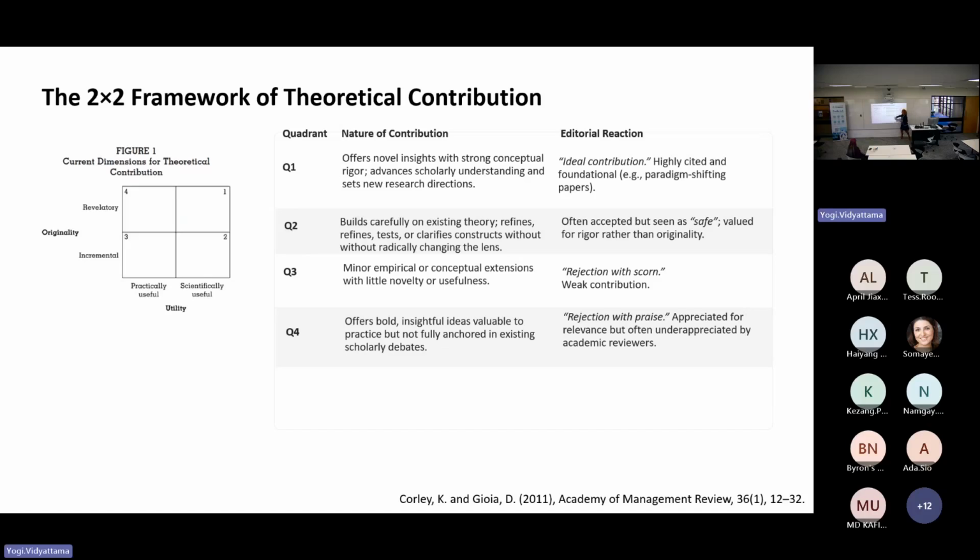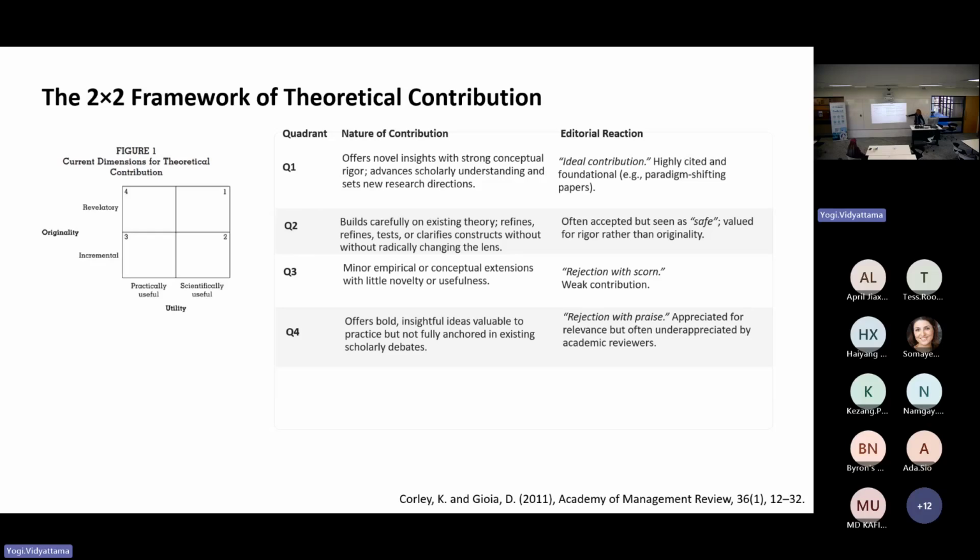And then finally, in the Q4, you have practicality is useful, and the originality is revelatory. They call it rejection with praise. It's a great paper, but, right? We love what you did, but that's exactly where it sits in here. So appreciated for relevance, but often not so much by the academic reviewer, especially in top-ranked journals. So I really like this approach because they actually explain the theoretical contribution, placing it along these things.